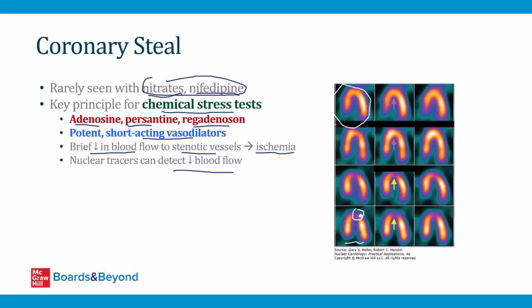And so when we see that, we know the patient must have a significant obstruction in the blood vessel that supplies this portion of the left ventricle. And that's how we can diagnose coronary artery disease by a stress test where the patient doesn't exercise. It's through using the principle of coronary steal. And that concludes our module on stable angina.